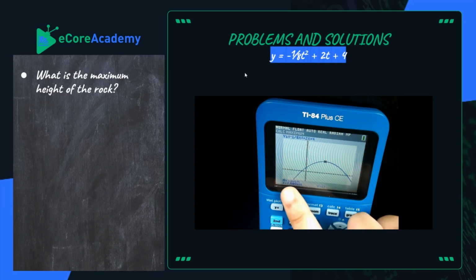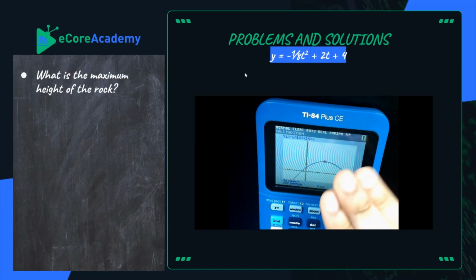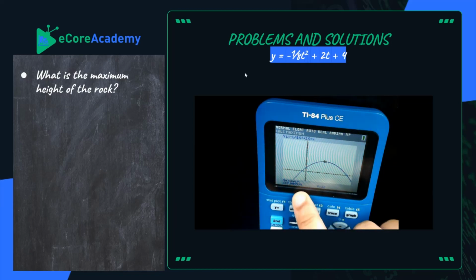And then you will be given this maximum. Your x is 7.9999999, and y equals 12. Remember, your calculator is not going to be perfectly accurate. If it's giving you something like 7.99999, most likely you have to round the number up. So the correct answer for your x coordinate is probably 8.